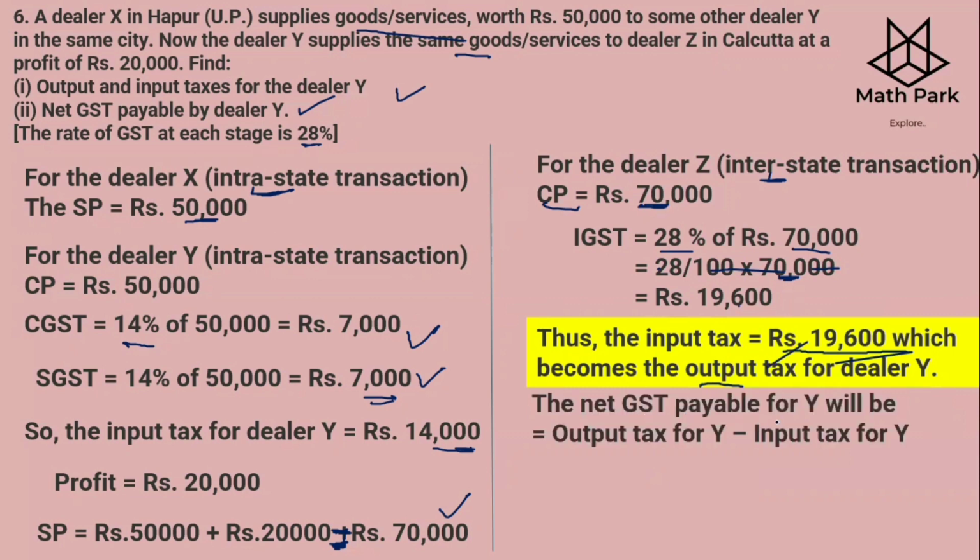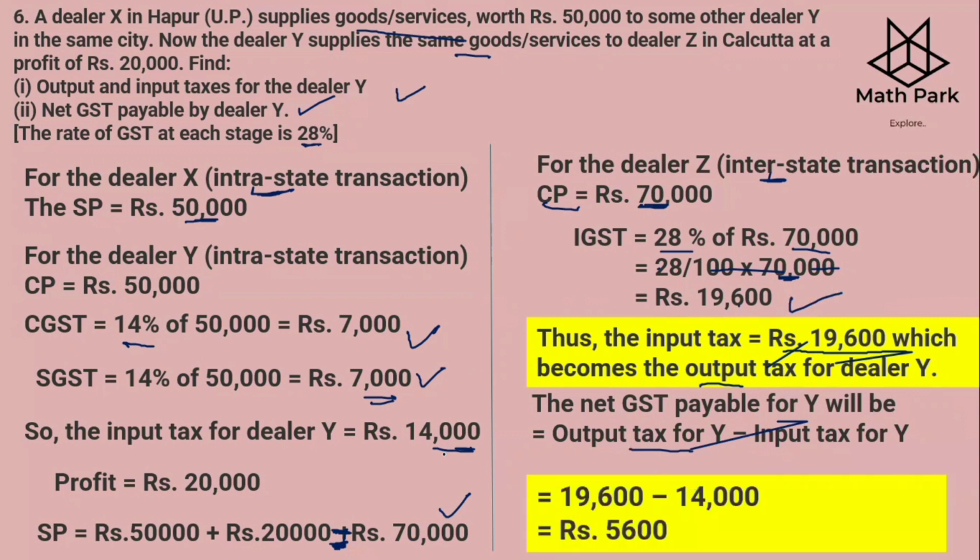So, the net GST payable for Y will be output tax for Y minus input tax for Y. So, output tax for Y was 19,600 minus input tax for Y was 14,000. So, 19,600 minus 14,000, 5,600 is the net GST payable by dealer Y.